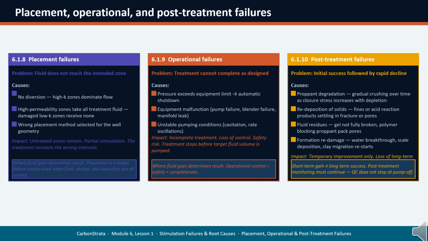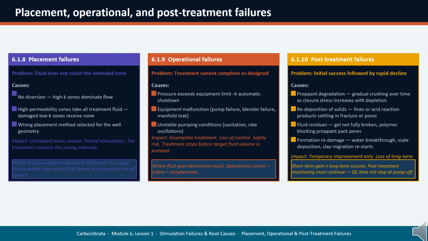This slide shows 3 failure categories, but they are not separate. They are 3 points where the system breaks. Now define flow through the system. Fluid must reach the target. System must complete the treatment. Performance must be sustained after treatment. Failure occurs when any of these 3 breaks.